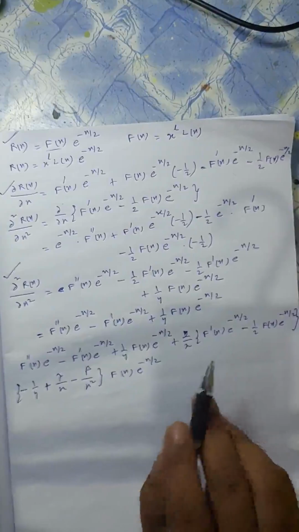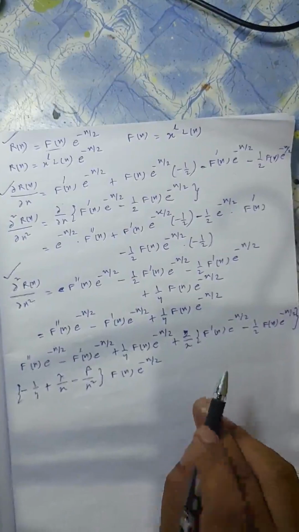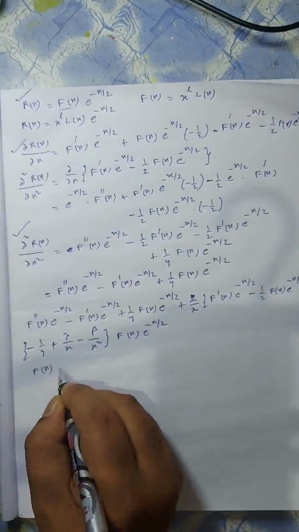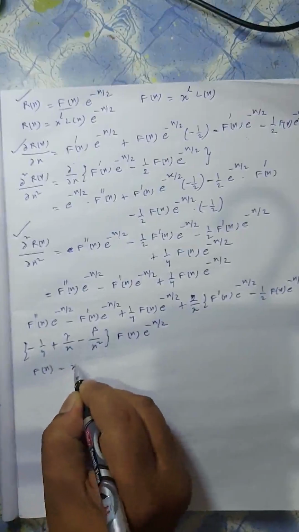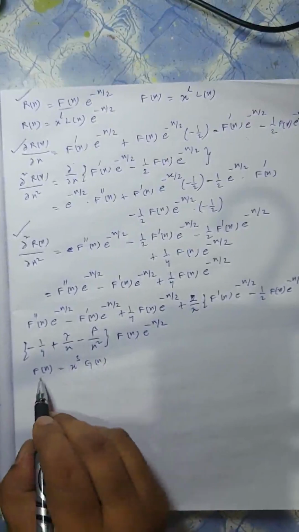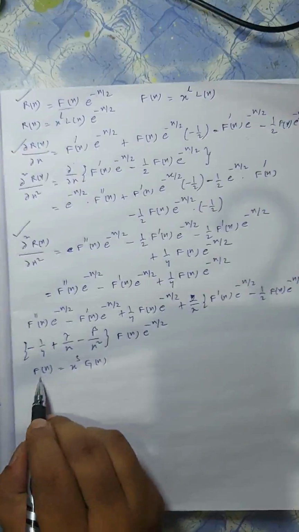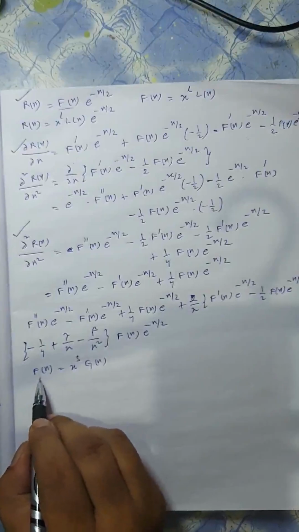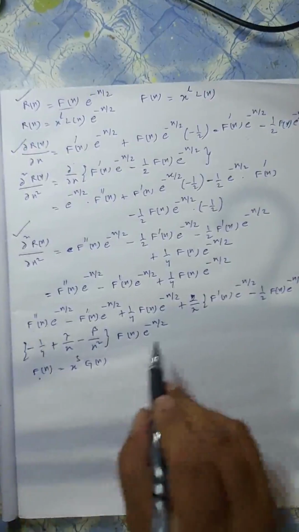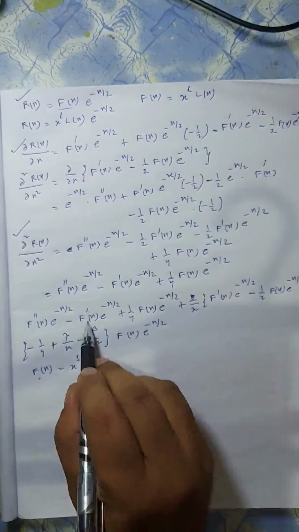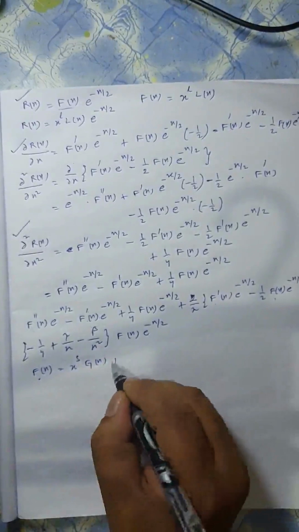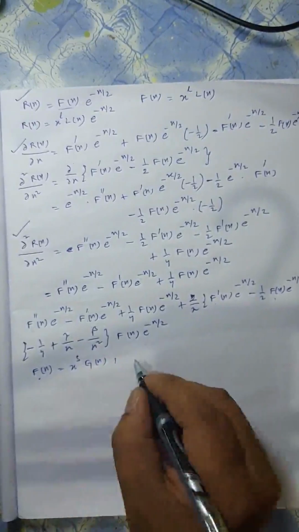Simplifying this, same process we have to do, and then we have to see that f(x) is equal to x to the power s g(x). We have to take the first derivative, we have to take the second derivative. After getting the second derivative, put this value here. After getting the first derivative, put this value wherever the first derivative is, and the f(x) value here.